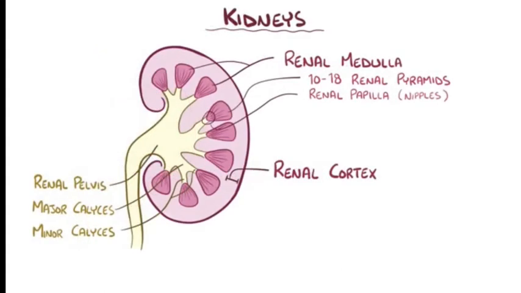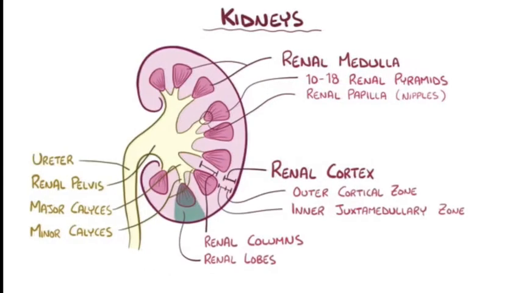Renal medulla consists of 10 to 18 renal pyramids and ends into a renal projection called renal papilla, which will continue to the calyces, which is minor calyces, and then major calyces, subsequently renal pelvis and the ureter. The renal cortex consists of outer cortical zone and inner juxtamedullary zone.